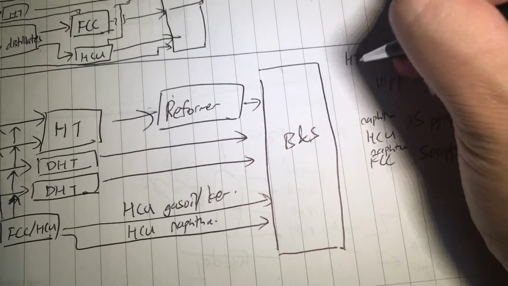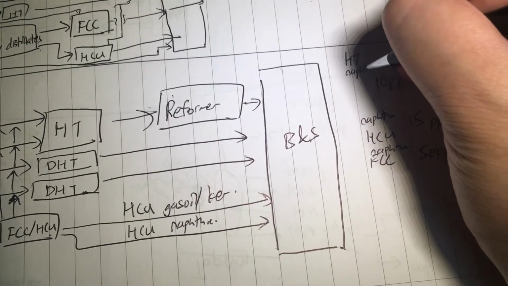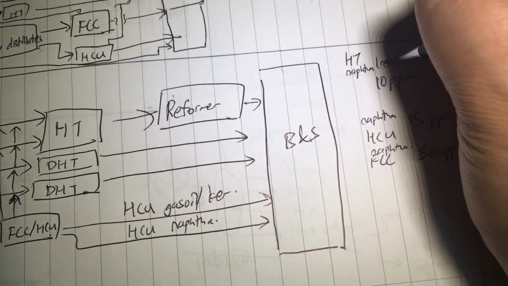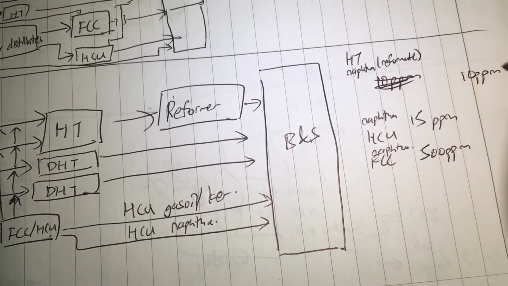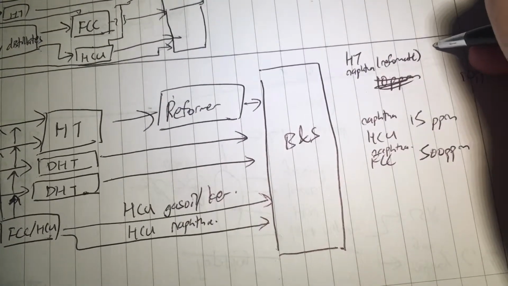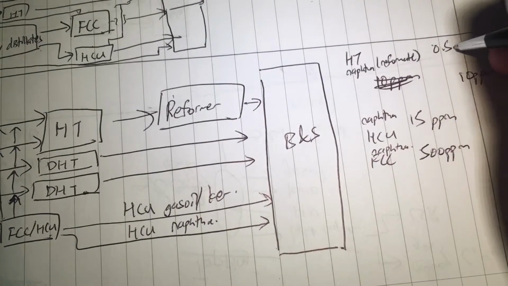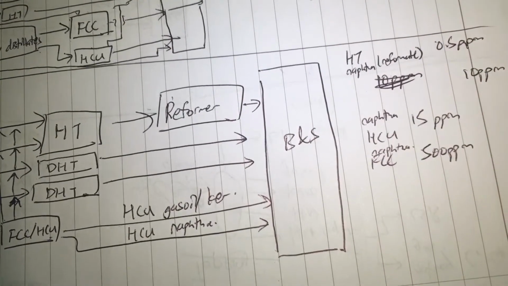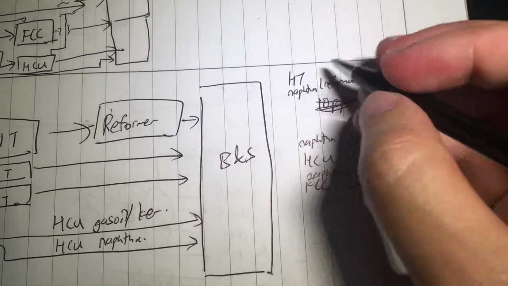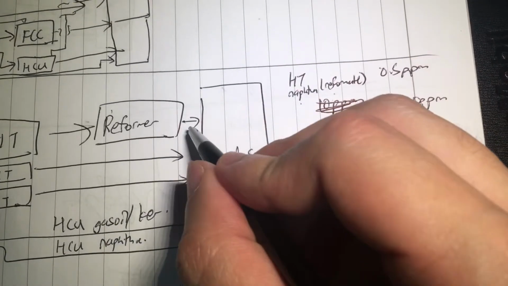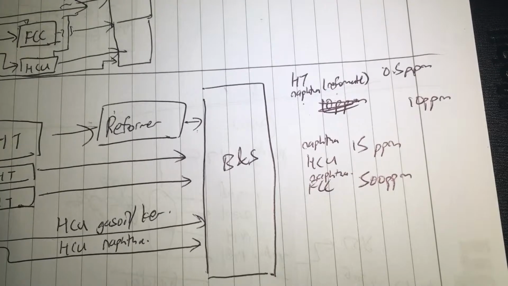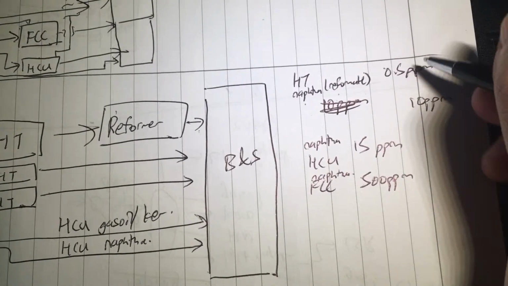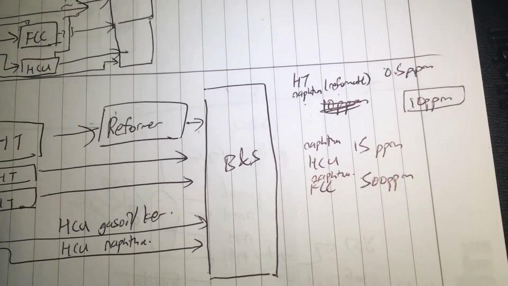And hydrotreated naphtha, so the spec is 10 ppm. Hydrotreated naphtha, I can put it at 0.5, assuming it's very pure. So hydrotreated naphtha, reformate. Reformate is this one, which will have the high octane number. Let's say the sulfur spec is 10 ppm.